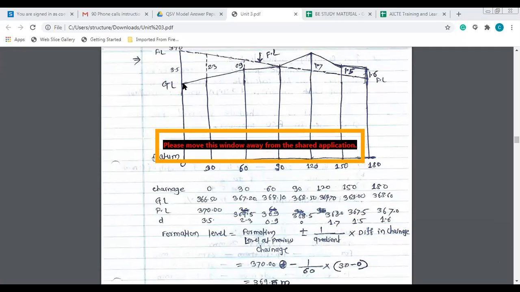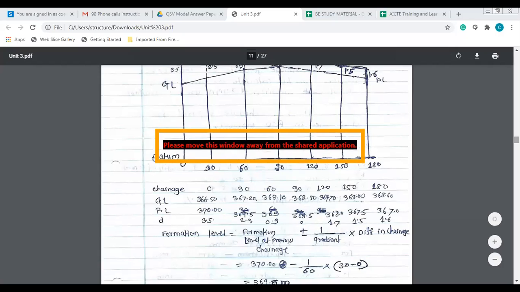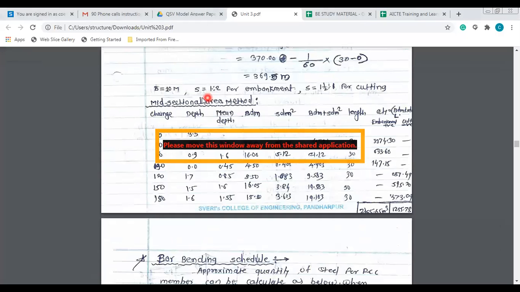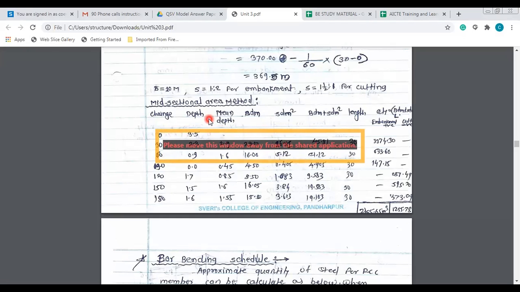Have you calculated the depth? If you calculated the depth, prepare the table for the mid-sectional area method. First column will be change, second will be depth, third will be mean depth, fourth one will be your area of the rectangular portion, sixth one will be area of the triangular portion, then total area, then length, and last column will be for the quantity, that is in cutting as well as in embankment.